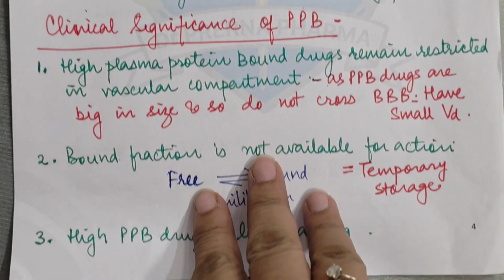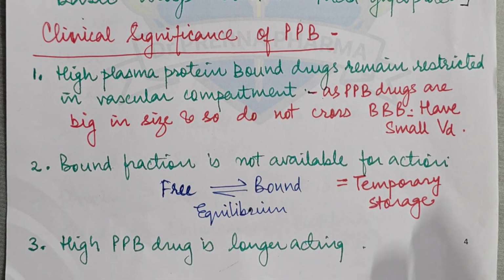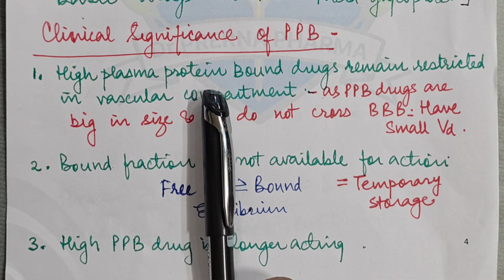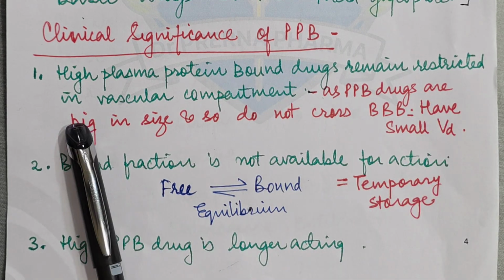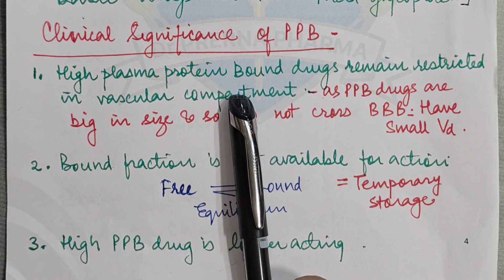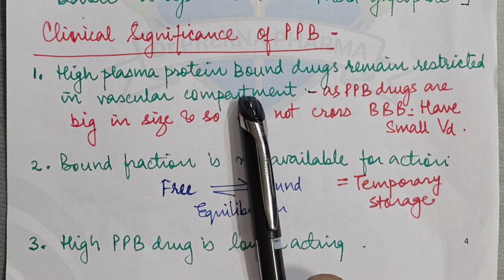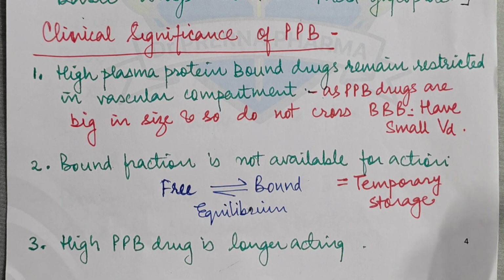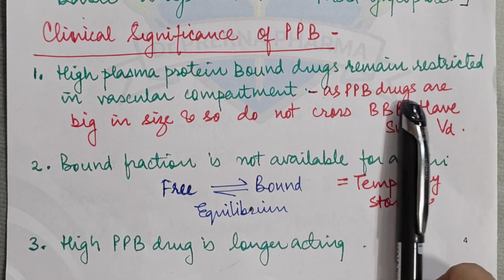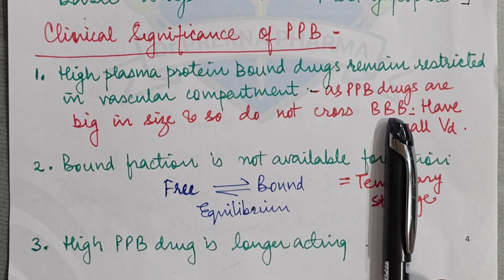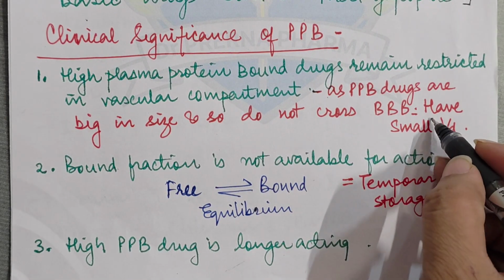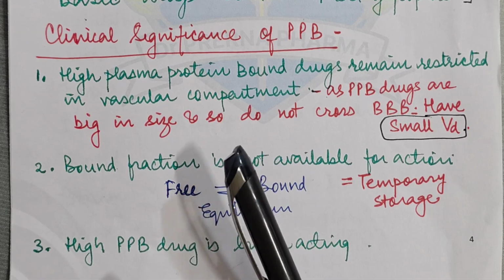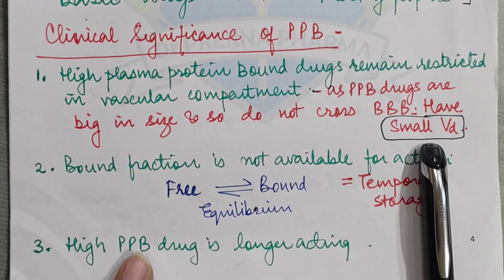So what is the clinical significance? Now let us understand what all things can happen because of this plasma protein binding. The first thing is that the drugs which are highly plasma protein bound remain restricted to the vascular compartment, because the plasma protein is of big size and a big molecular weight. So it keeps the drug in the vascular compartment. It does not cross the membranes and it does not go to the tissues. Because plasma protein bound drugs are big in size, they do not cross the blood-brain barrier and the membranes, and hence they have a very small volume of distribution. So remember that drugs which are highly plasma protein bound have a low volume of distribution.